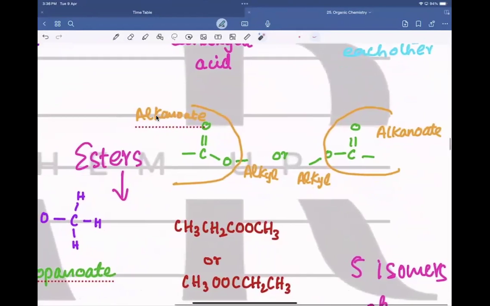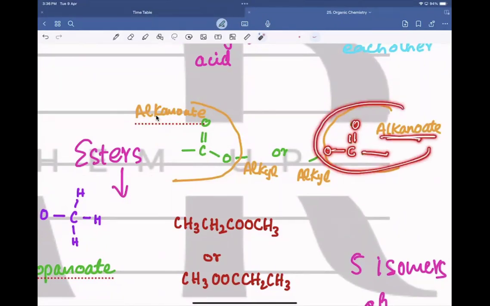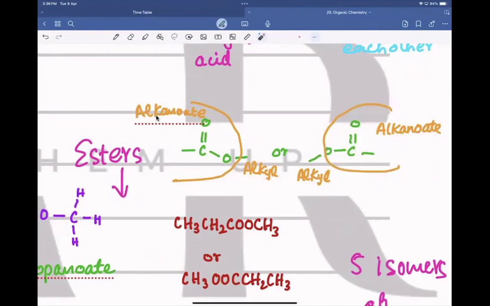And see, here I have discussed the ester, that the oxygen along with the carbon chain containing the C double bond O part of the ester is called alkanoate, whether it's on the right or on the left. For example, over here, O continued with the C double bond O and the carbon chain, that whole thing is considered an alkanoate. The rest of the chain is called alkyl. Is this understandable? Yes, sir. When we name the ester, the general name would be alkyl alkanoate.